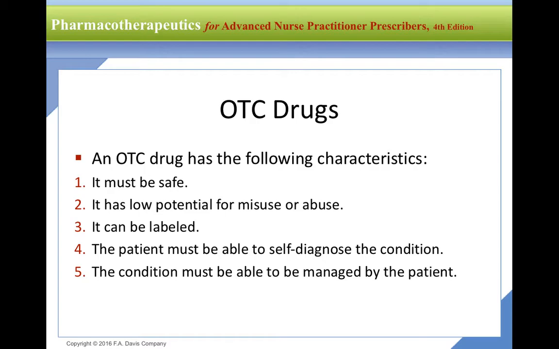So an over-the-counter drug has the following characteristics. It must be safe. It has to have a low potential for abuse. It has to be labeled. The patient must be able to self-diagnose the condition, which is why a lot of medications might be safe, but they're still required to be prescription only because the patient can't self-diagnose what's going on. But if the patient has a headache, it's a normal headache, they can go get the ibuprofen 200 milligrams that's over the counter.